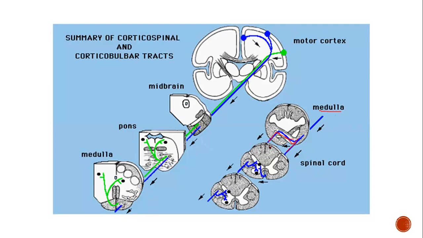They finally enter the pyramid. They go down till the spinal cord. Okay, the corticospinal tract. But if you follow the green line, that's the corticobulbar tract. It originates from the cortex of the brain, definitely going down, down, down, and finally they either decussate or don't decussate, but they don't come to the level of the spinal cord.